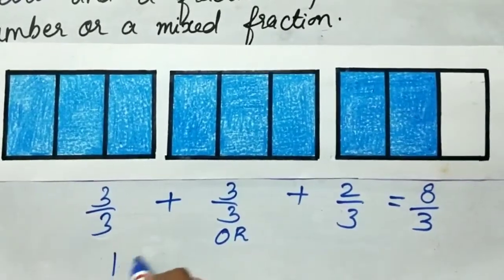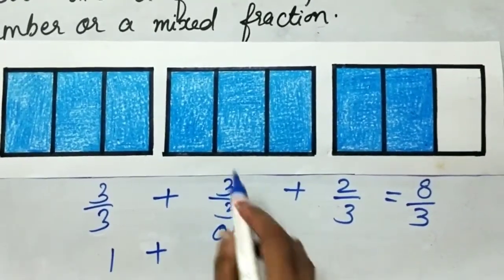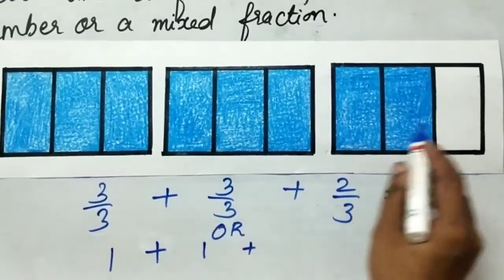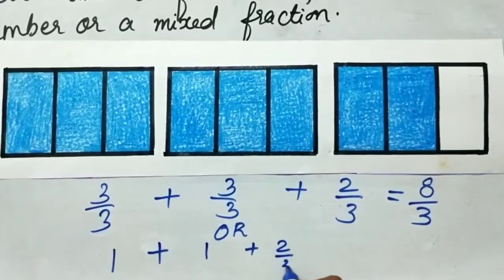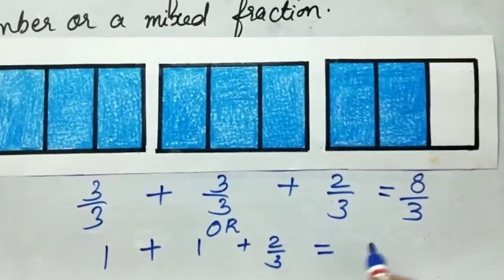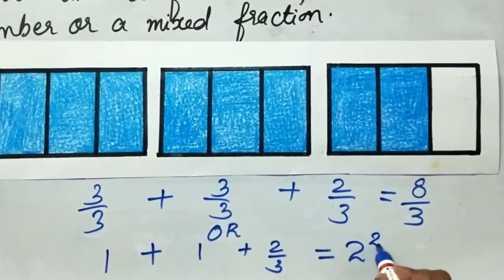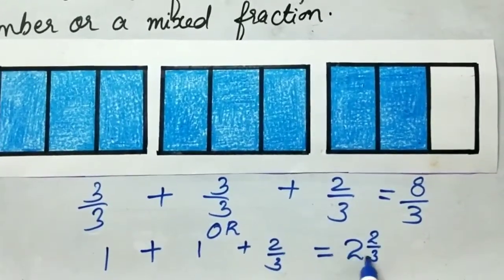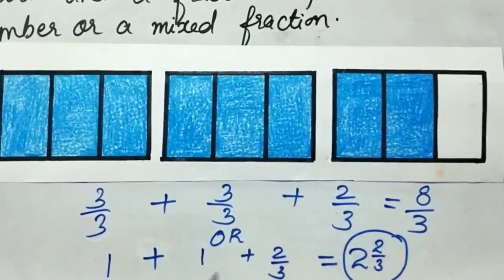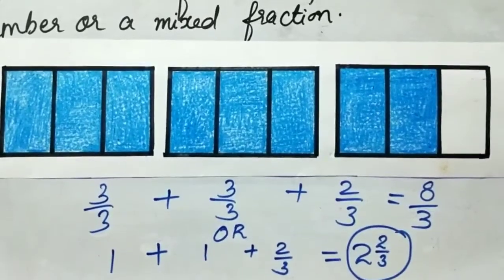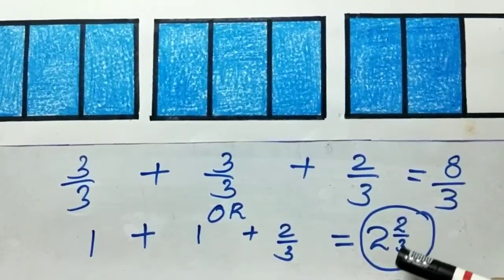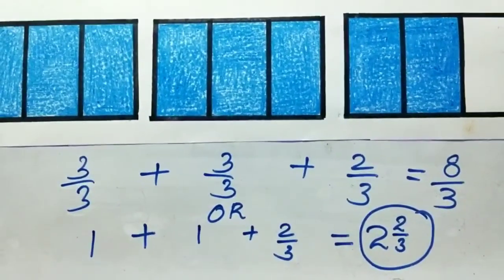3 by 3, 1. Plus again 3 by 3 equals 1. Plus 2 by 3. 1 plus 1, 2. 2 and 2 by 3. It is a mixed fraction or a mixed number. 2 is the whole number part and 2 by 3 is the fractional part. So it is a mixed fraction. 8 by 3 is an improper fraction and it can be expressed as a mixed fraction.